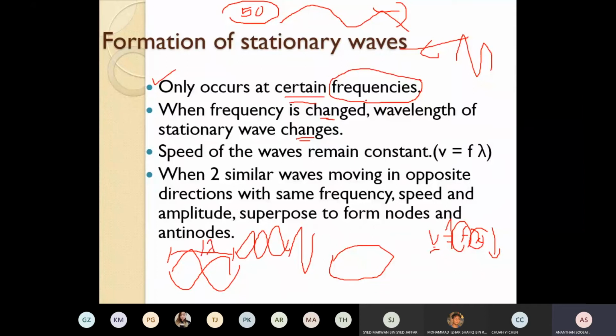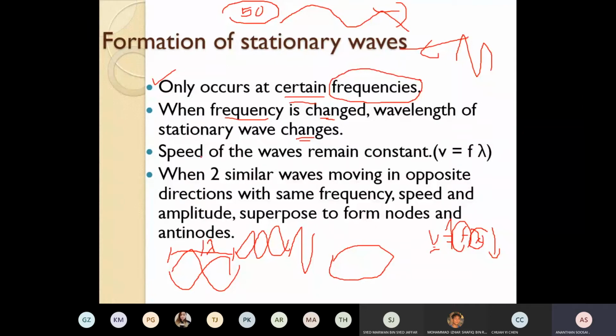Okay. So when the frequency is changed or raised, the wavelength of the stationary wave also changes. When frequency rises, wavelength gets shorter. When wavelength gets shorter, what is the consequence in appearance? More loops will form. Just now you saw the video, two loops became three loops. What did we do? We raised the frequency, made the wavelength shorter, so more loops can be formed.